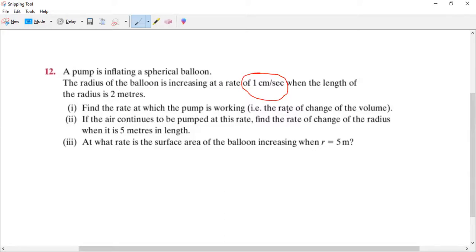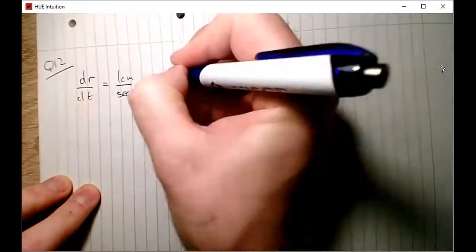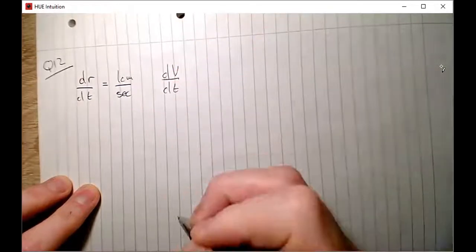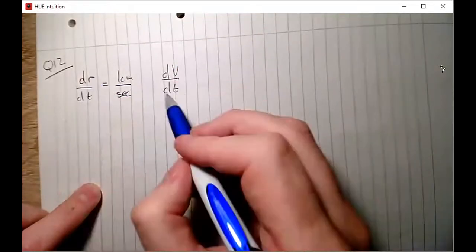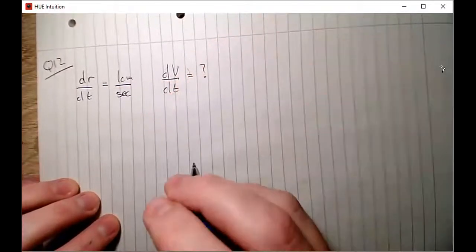Now, rate left by itself will always mean with respect to t. So the rate of change of volume is with respect to time. Find dV/dt. Okay, so we were given in this question that dr/dt was equal to 1 centimeter per second, and we were asked to find the rate of change of volume, dV/dt. Now, if you think of our chain rule, we always had 3 rates, whereas here we've only got 2. So how do we fix that problem?